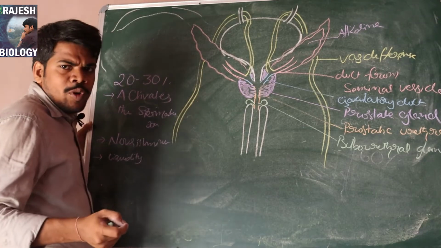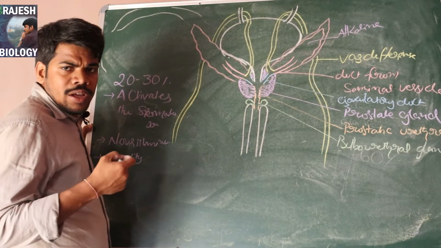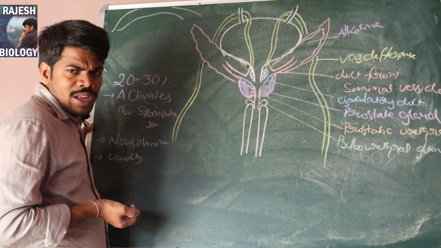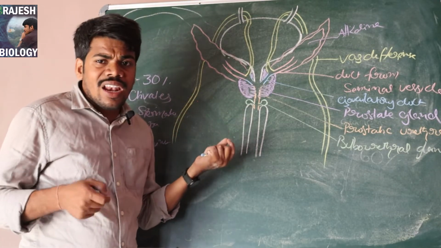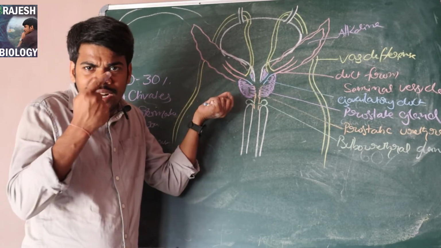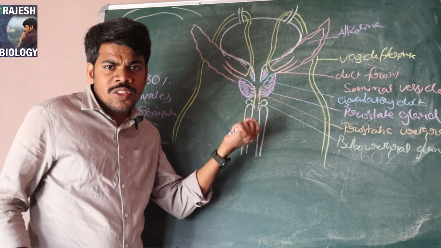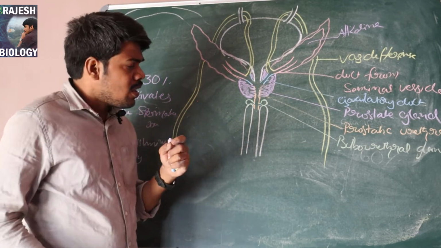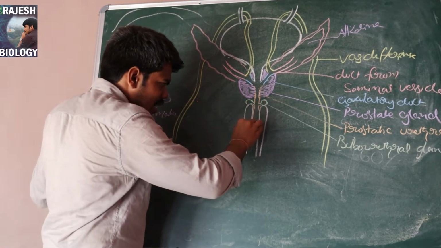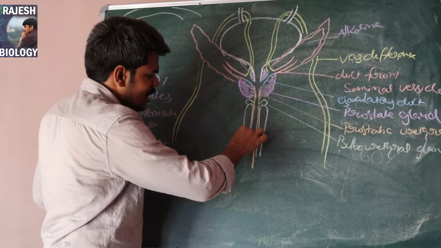Bulbourethral glands secrete a very small amount, 10 to 15% of the seminal plasma or semen, and they secrete a colorless fluid. Just before the ejaculation, the secretions of the bulbourethral glands continue. That means before the release of the semen, the bulbourethral glands also secrete their secretions. Scientists believe that the bulbourethral secretions act like a flushing agent.